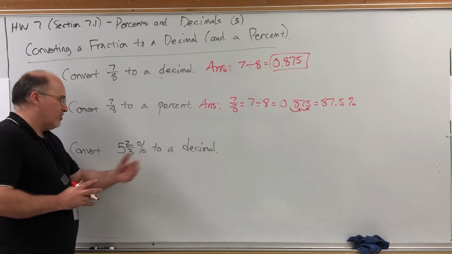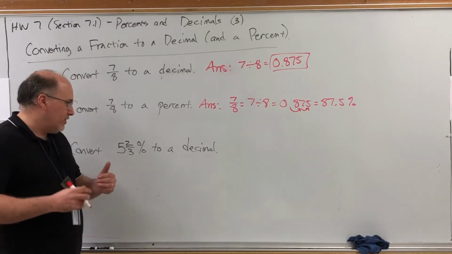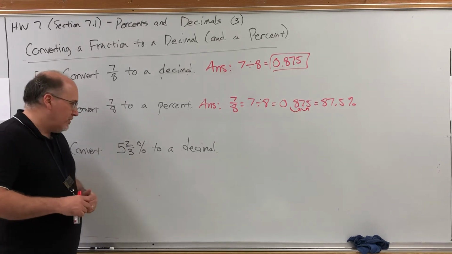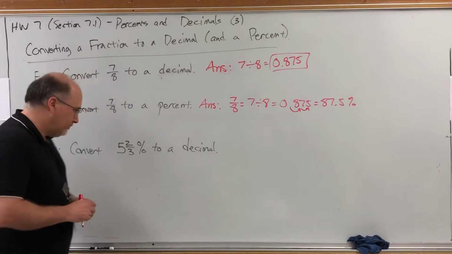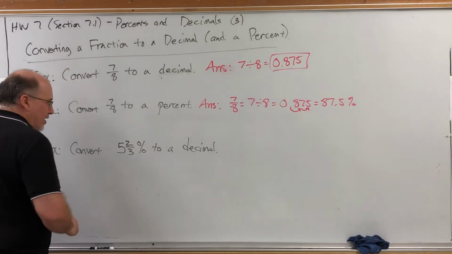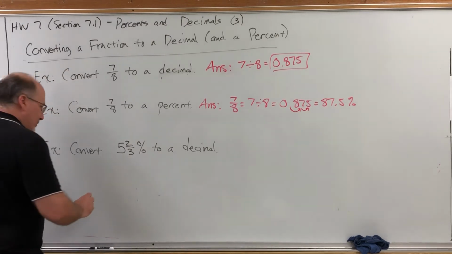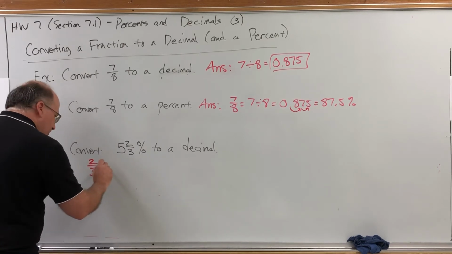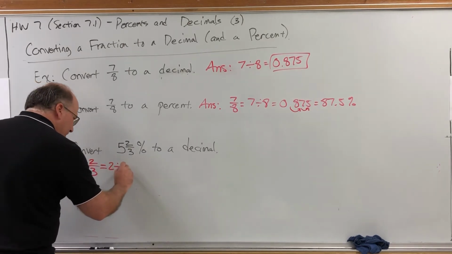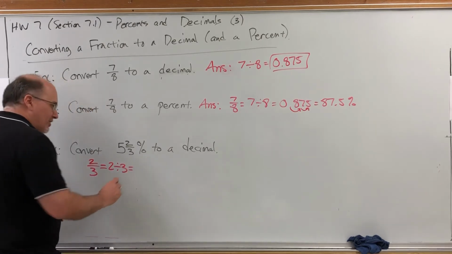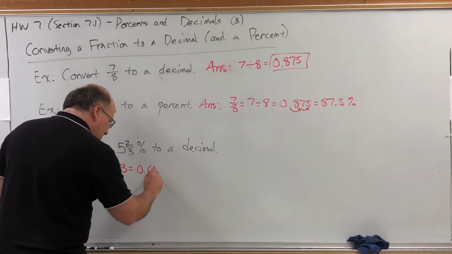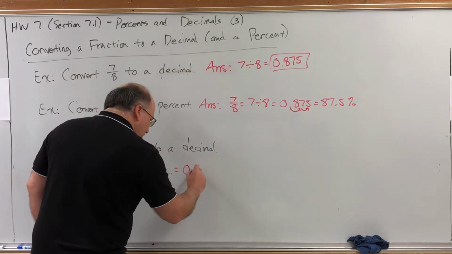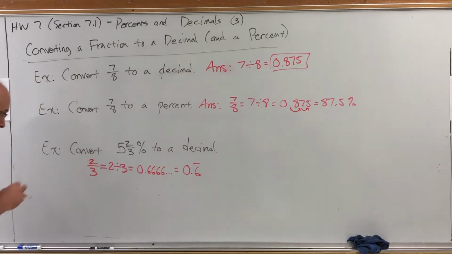In order to convert a percent to a decimal, we have to first convert the fraction to a decimal and then move it so that we can convert it from a percent. So first, we got to figure out what 5 2/3 looks like as a decimal. Let's start by focusing on the 2/3. 2/3 is the same as 2 divided by 3. And if you put that in a calculator, you'll see that it's 0.66666, which we could also write as 0.6 with a bar over it.